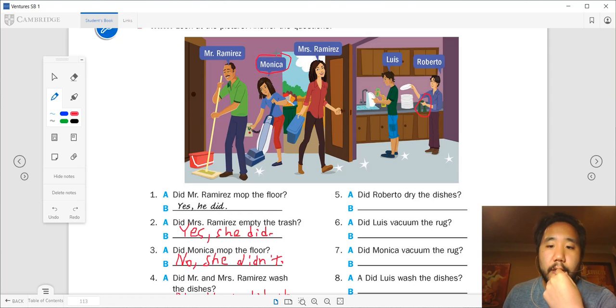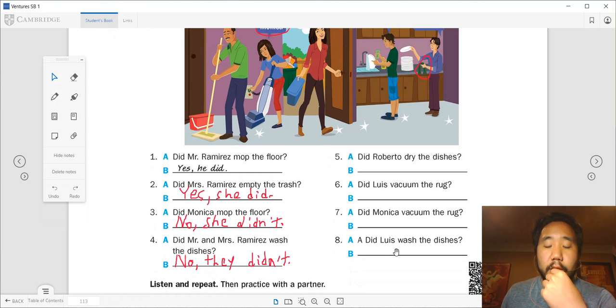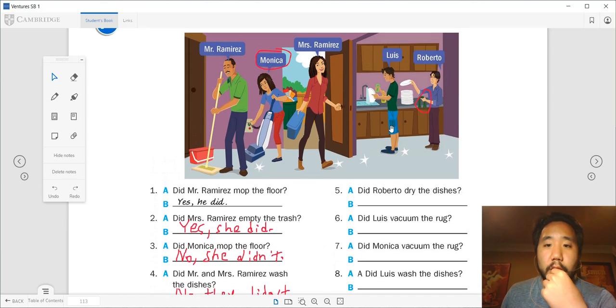No. Luis is washing the dishes. Monica is the one vacuuming the rug. So we say, no, he didn't. Number 7, did Monica vacuum the rug? Yes, she did. We just talked about it. And you can see she's holding the vacuum cleaner. And then finally, did Luis wash the dishes? Yes, he did. As you can see, he's washing the dishes right here.